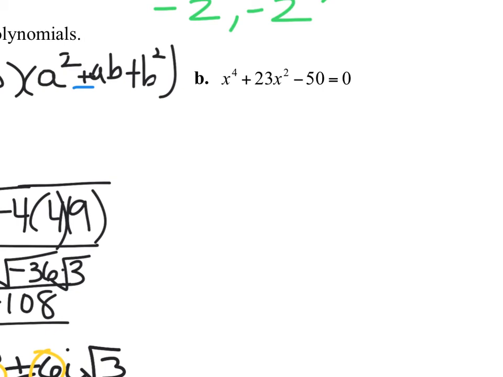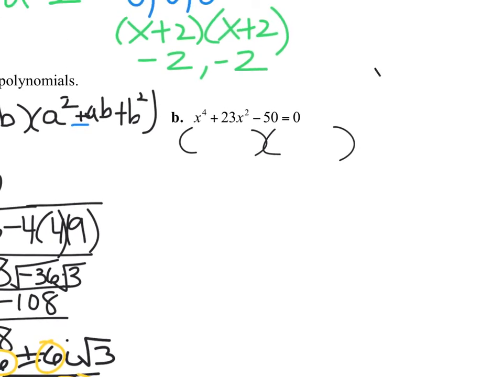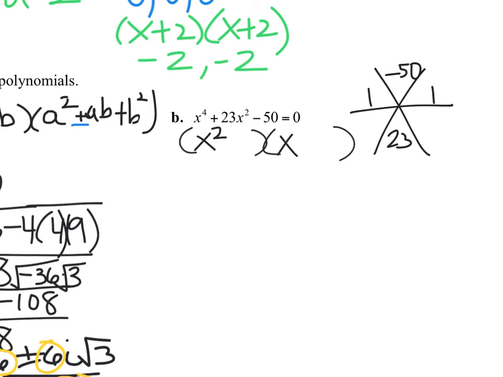All right, part B now. Part B is a quartic. It's a 4th degree polynomial. And so we're going to treat these just like a regular old factoring problem. Just a regular old star. You put negative 50 up top with a 23 on the bottom and a 1 and a 1. But instead of x, we do x squared and x squared.